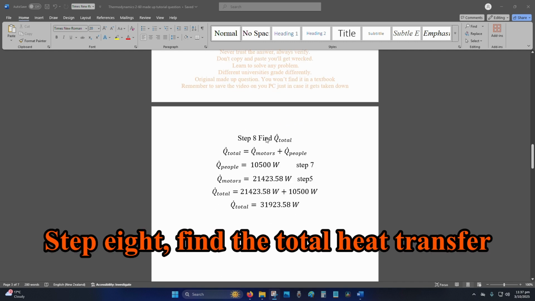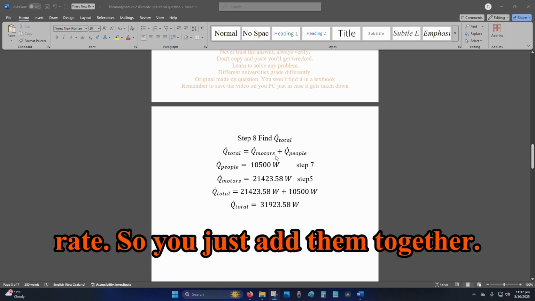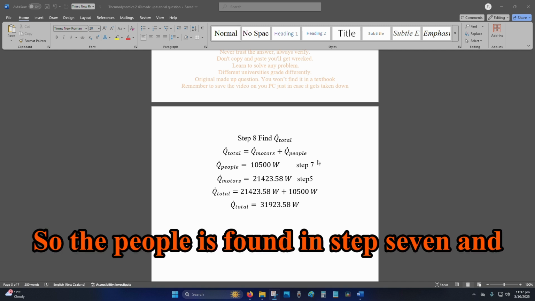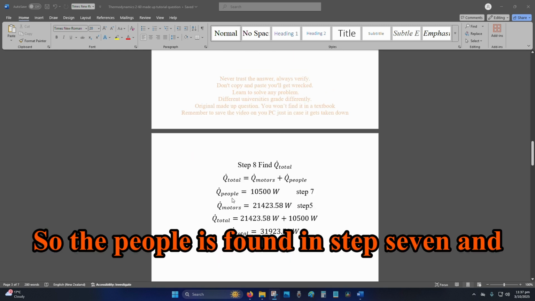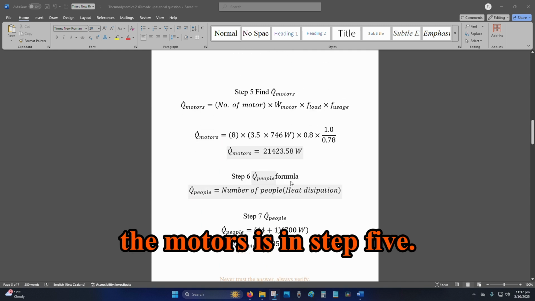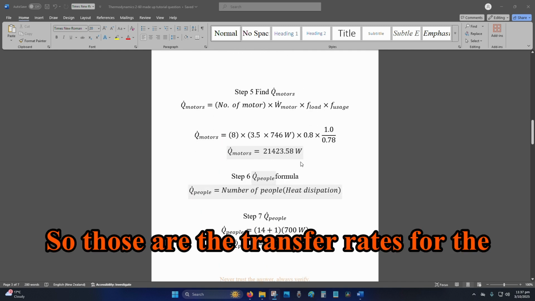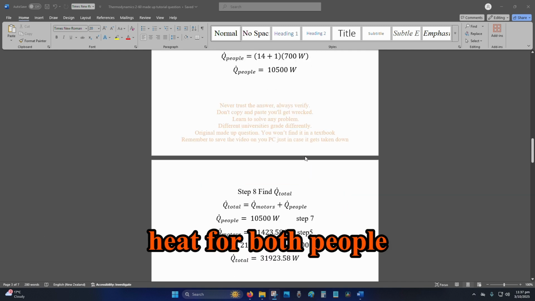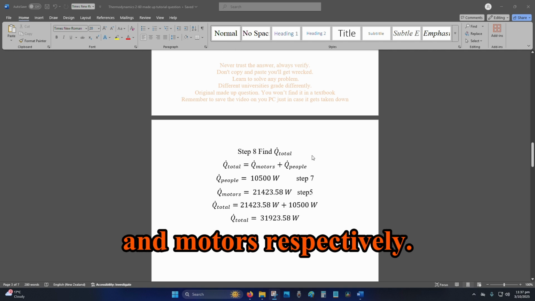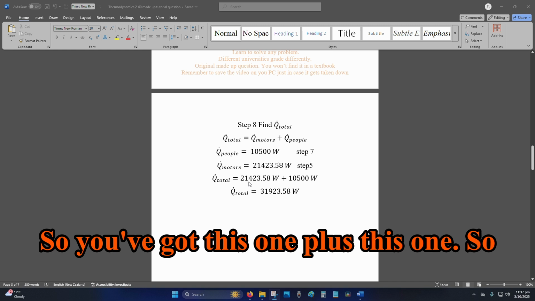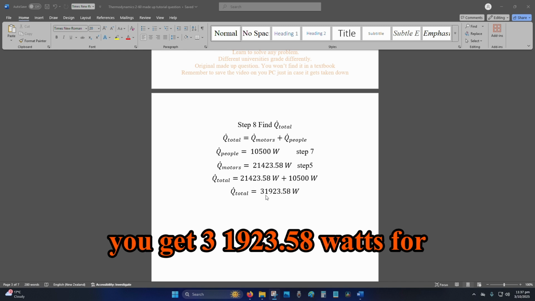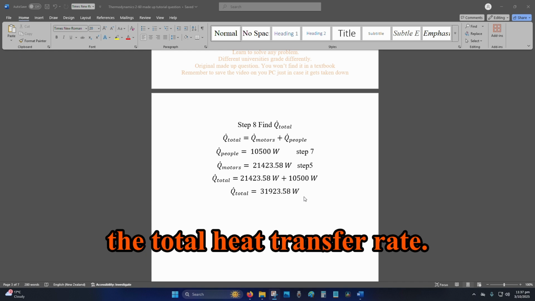Step 8, find the total heat transfer rate. So you just add them together. So the people is found in step 7, and the motors is in step 5. So those are the heat transfer rates for both people and motors respectively. So you've got this one plus this one. So you get 31,923.58 watts for the total heat transfer rate.